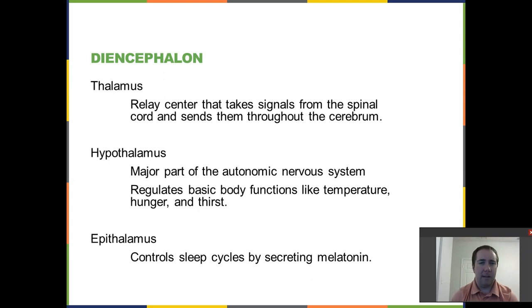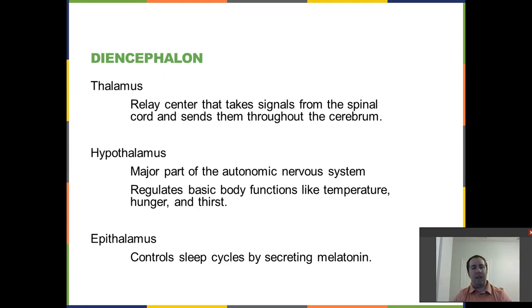epithalamus. The thalamus is going to take signals coming up through the spinal cord, receive them, and then figure out where they are supposed to go in the cerebrum. And so it's going to take one signal, send it to the front, one signal, send it to the back, one signal, and might turn it around and send it back down the spinal cord. So it is the relay center.